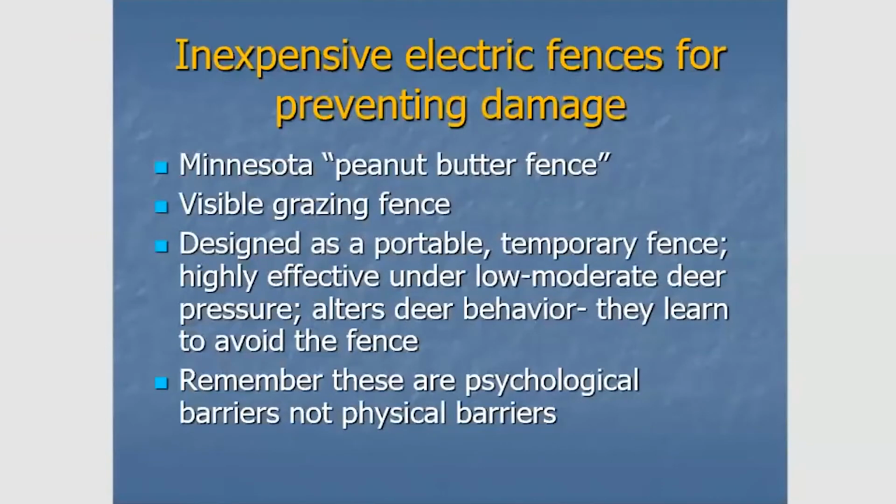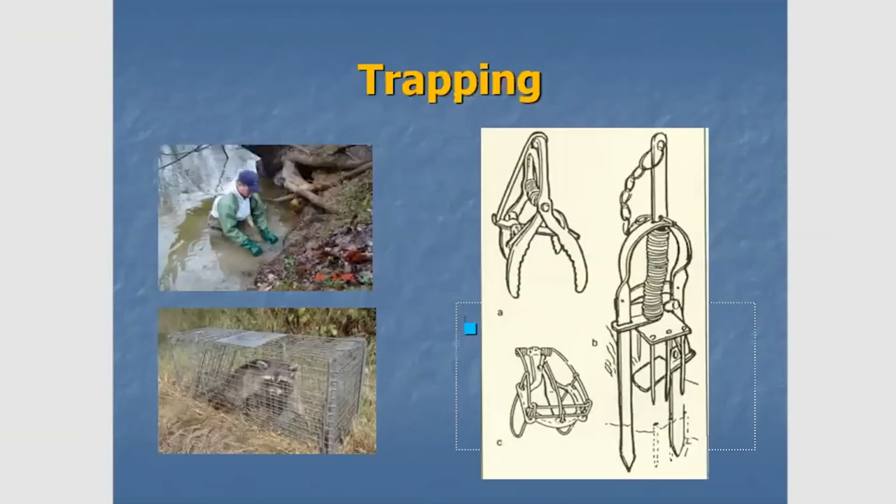Again, I mentioned the peanut butter fence, very effective. It's usually a single strand, 17 gauge wire, about 30 inches in height. And it can be temporary, it can be portable, you can move it, and the deer learn to alter their behavior psychologically. Very effective.